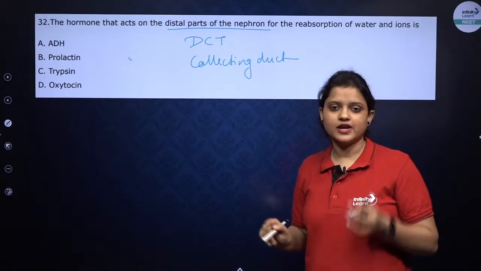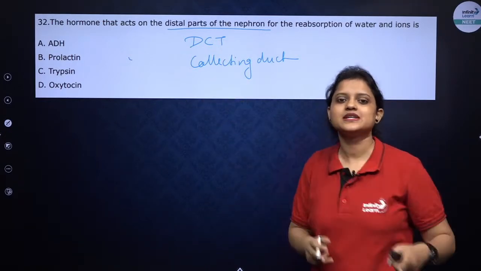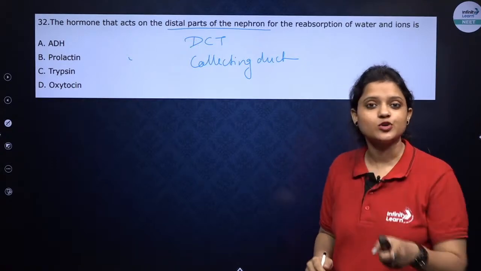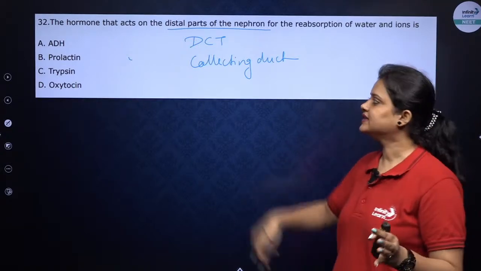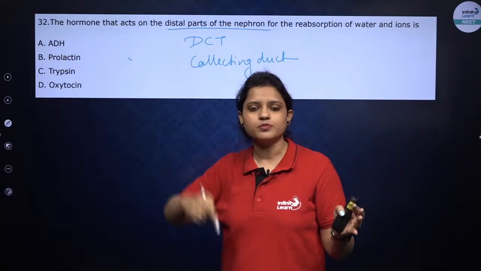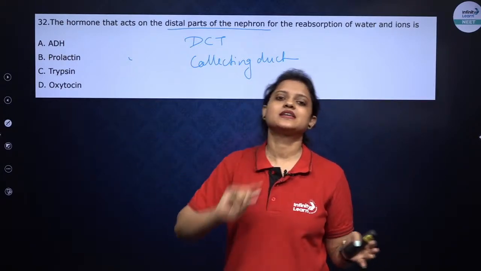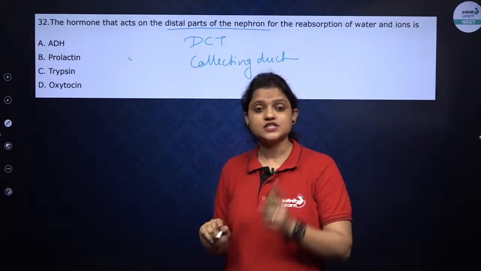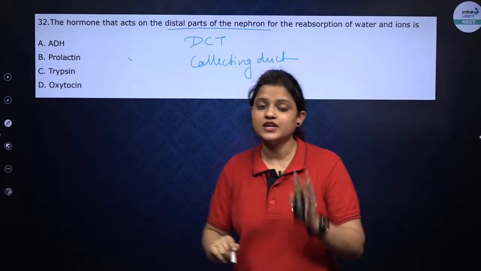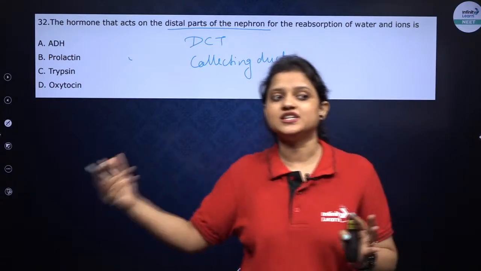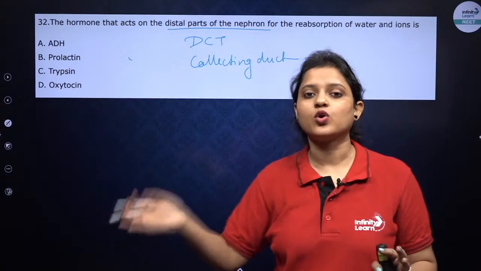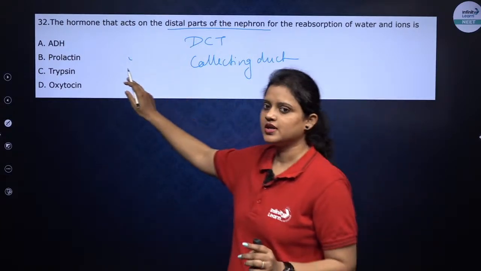ADH stands for anti-diuretic hormone. We just discussed, it is also known as vasopressin. We just saw that ADH will help in reabsorption of water from DCT and collecting duct, right? That's why it will prevent diuresis. Diuresis means excessive urination, excessive loss of water, and ADH stops it.